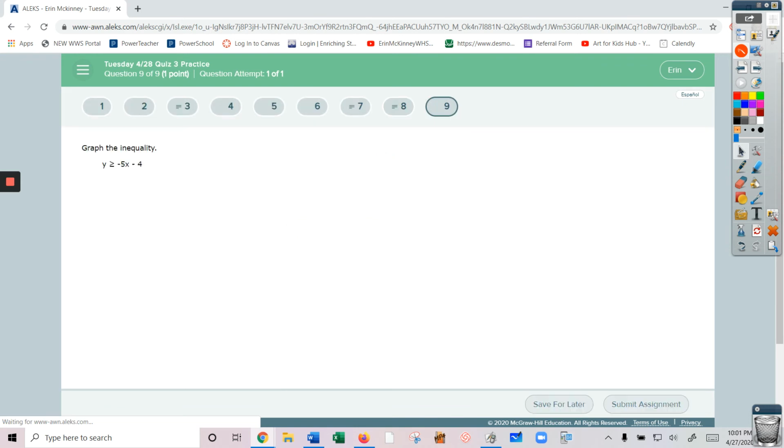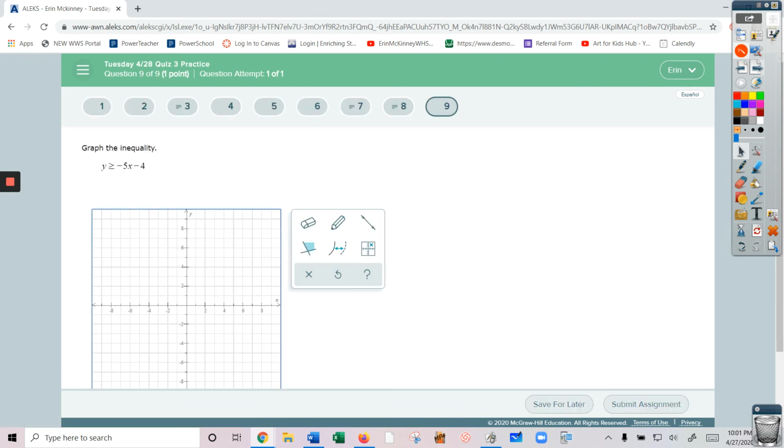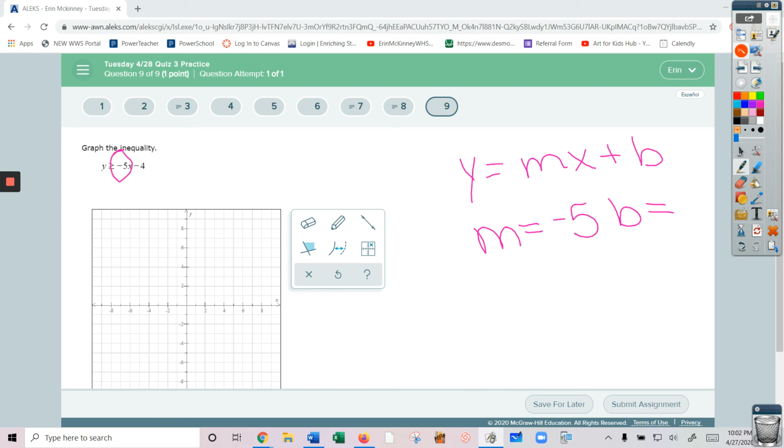Last problem that we are going to look at is going to ask us to graph an inequality. When we're graphing an inequality, we're really still sticking to our y equals mx plus b. So we're going to find our m and we're going to find our b. M is always what's in front of the x, so it's a negative 5. Our b is what's not with the x, so that's our negative 4. We always want our slope to be a fraction, so we're just going to make that a negative 5 over 1. So the first thing I'm going to do is make my point at negative 4 because we always start with our point first.